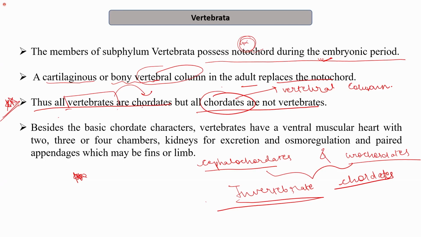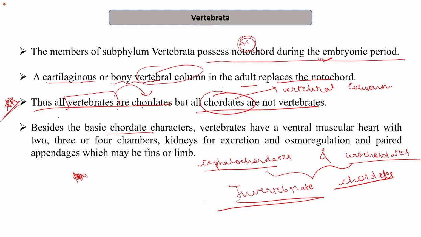Fine. So all the phyla up to cephalochordates and urochordates are invertebrates, but up to hemichordates they are all non-chordates. Cephalochordates and urochordates are invertebrates that do not have any vertebral column developed. So they are chordates without any vertebral column. Therefore, they are invertebrate chordates. Besides the basic chordate characters, what are the chordate characters here? The presence of notochord, presence of dorsal hollow nerve cord, presence of pharyngeal gill slits, and the presence of a post-anal tail.